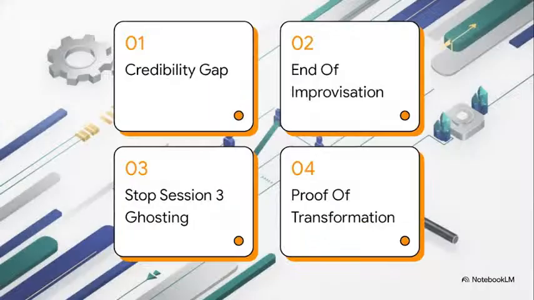Okay, let's dive into this. Here is our roadmap for the session today. We're going to deconstruct 4 main architectural pillars. First up, the coaching credibility gap. Second, the end of improvisation. Third, stopping Session 3 ghosting. And finally, proof of transformation.